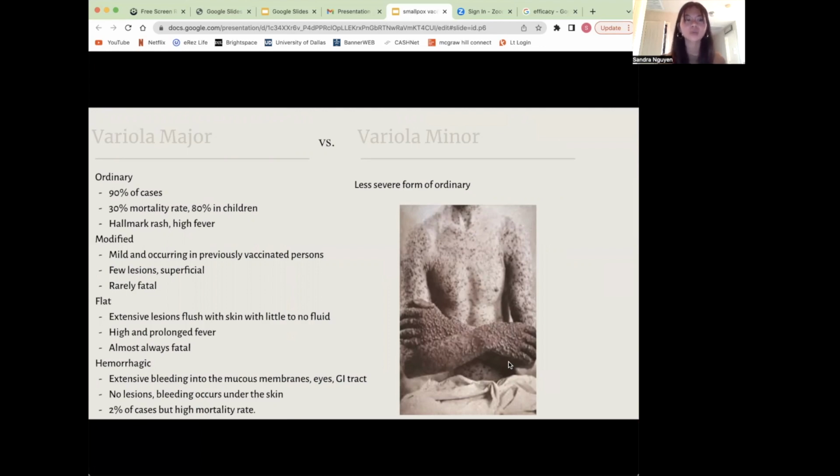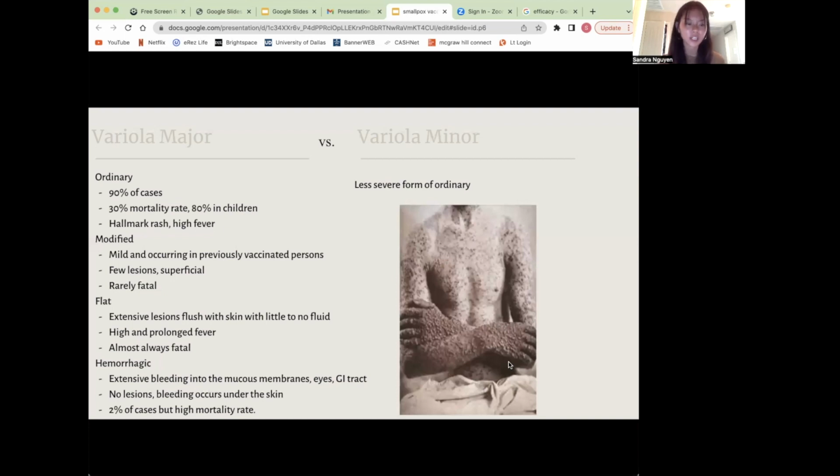Then we have modified, which is mild and usually occurring in previously vaccinated people, and it has a few lesions that are usually superficial and it's rarely ever fatal. We also have flat, which includes extensive lesions that are flush with the skin with little to no fluid, and it has a high and prolonged fever, and it's almost always fatal.